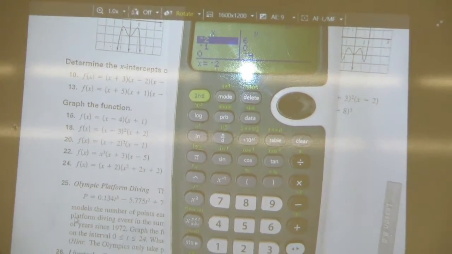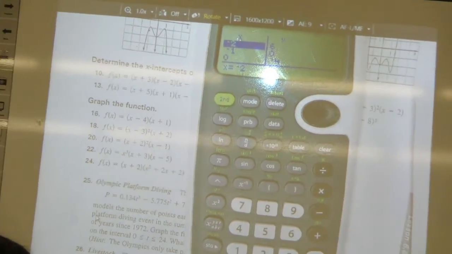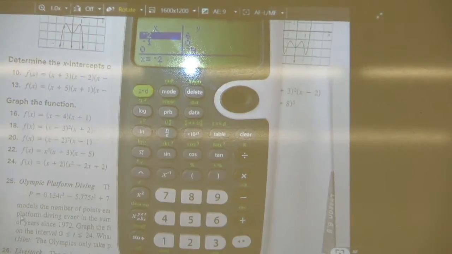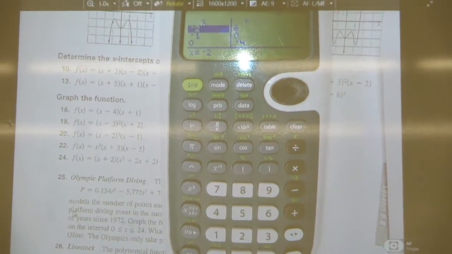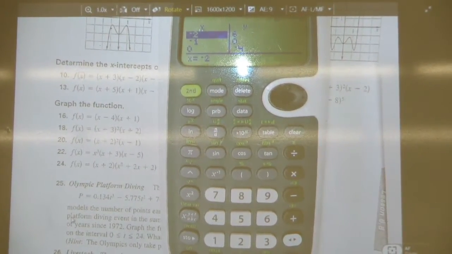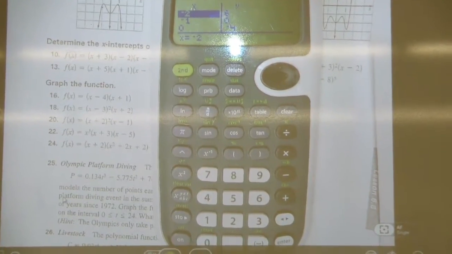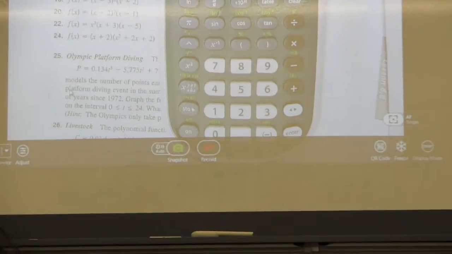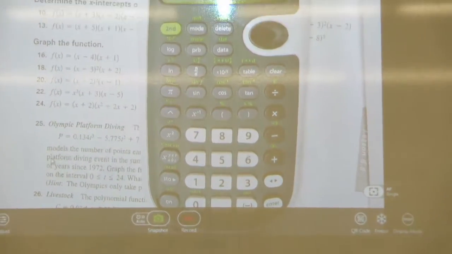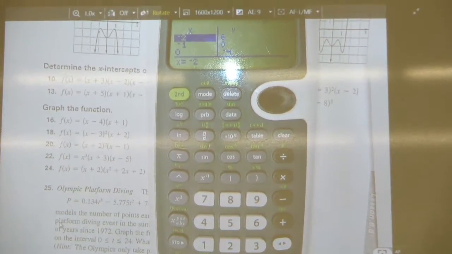Oh, yes, and I forgot to hand out graph paper, didn't I? I'll do that real quick. I apologize, I forgot to hand that out. That's all you have to do. You're going to write the table next to the graph, just straight from the calculator.